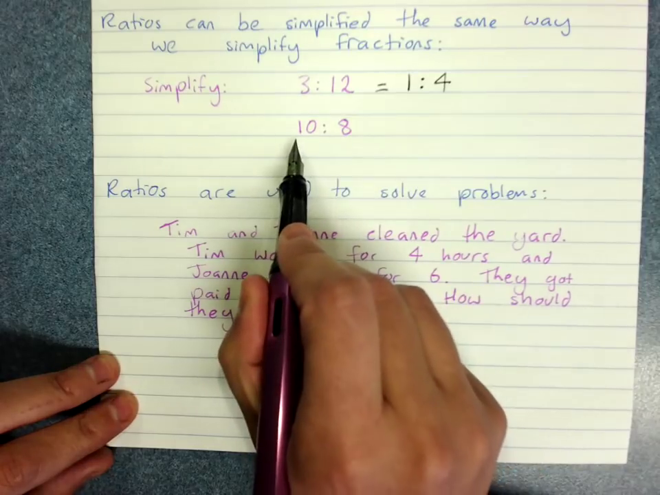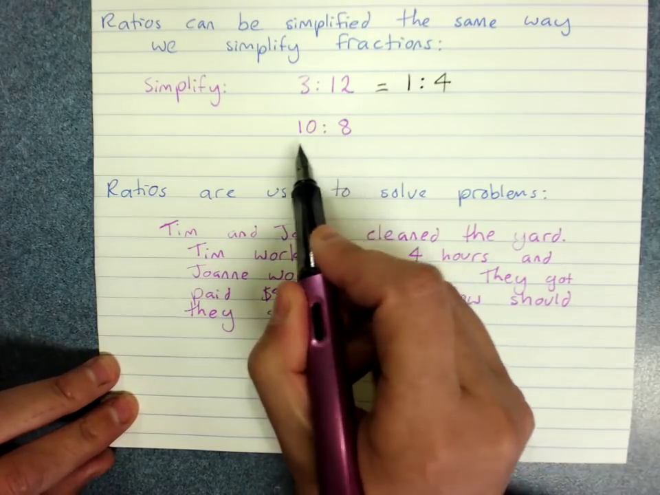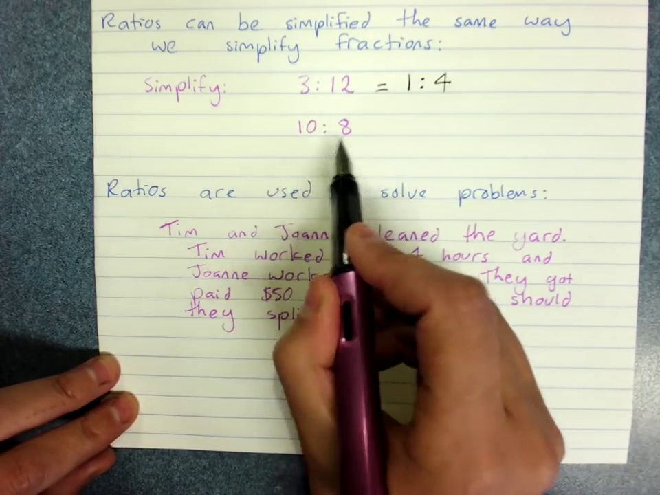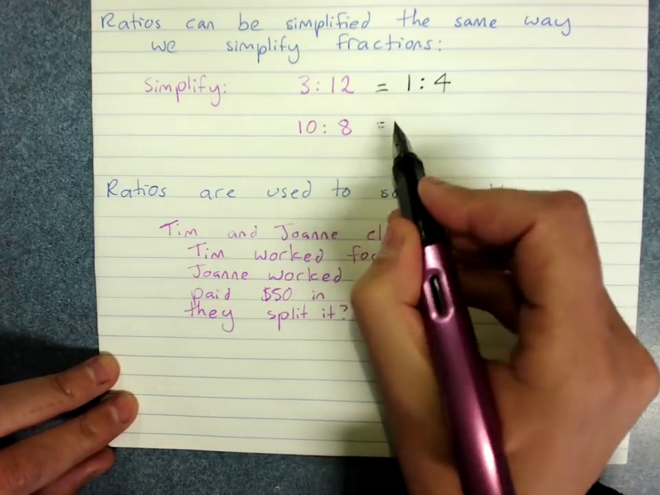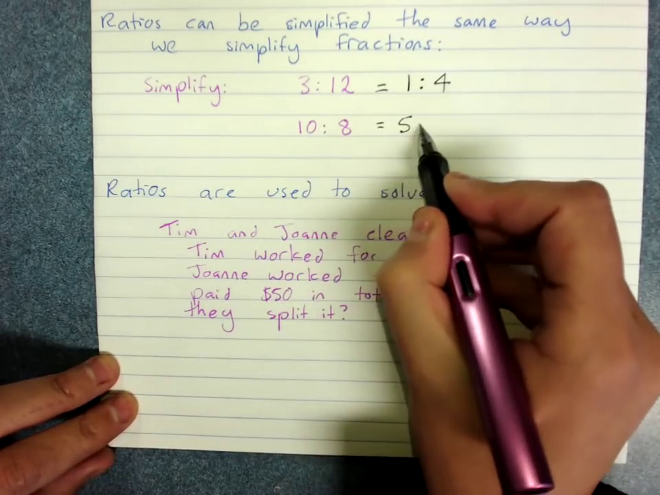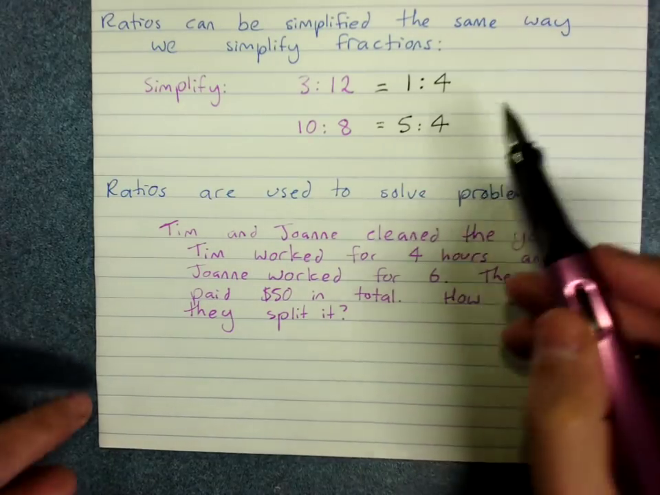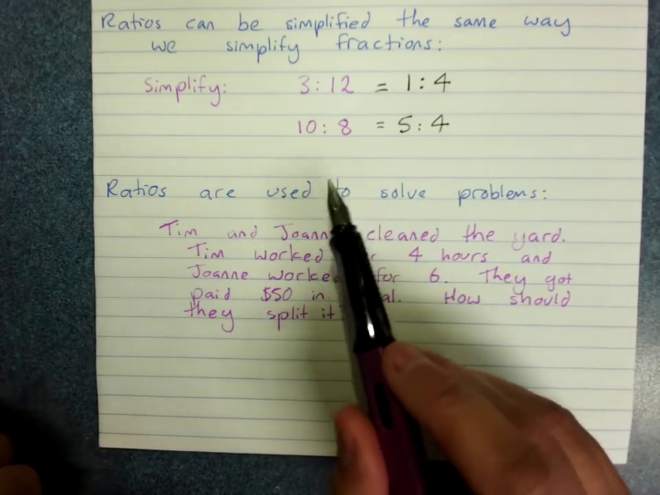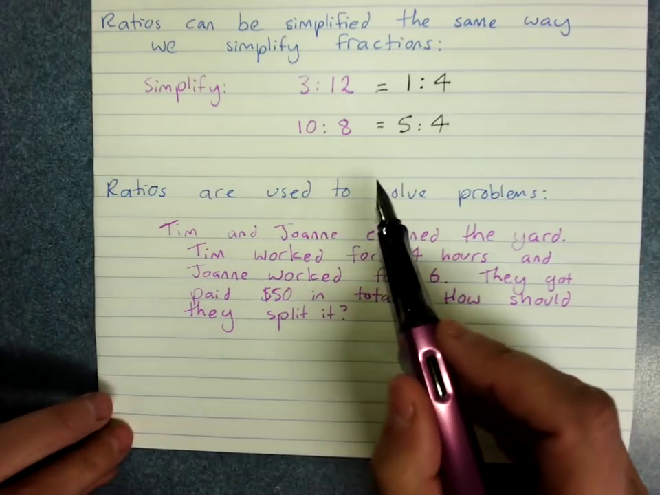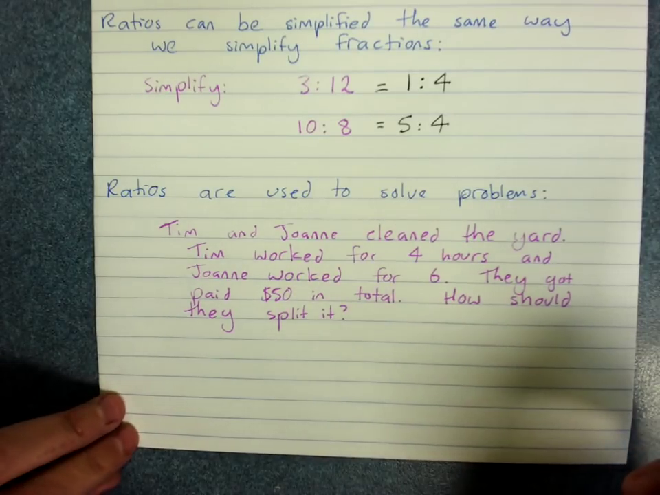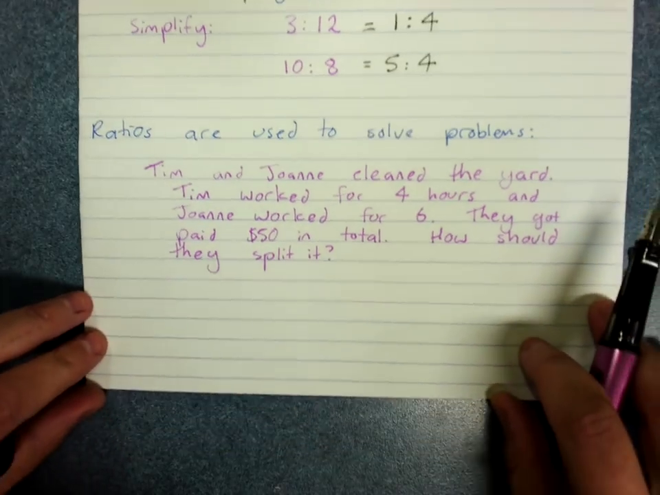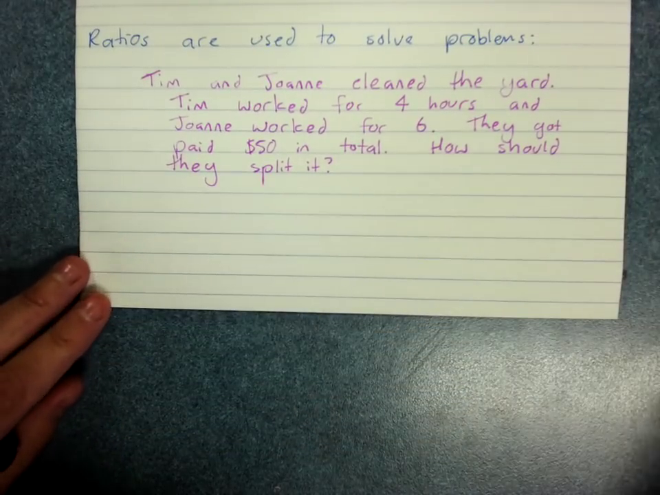Simplifying this one, 10 and 8. The highest common factor, the biggest number that goes into both, is 2. 10 divided by 2 is 5. 8 divided by 2 is 4. So we simplify ratios the same way we simplify fractions. And in fact, fractions and ratios are very, very similar. Ratios can also be used to solve problems.